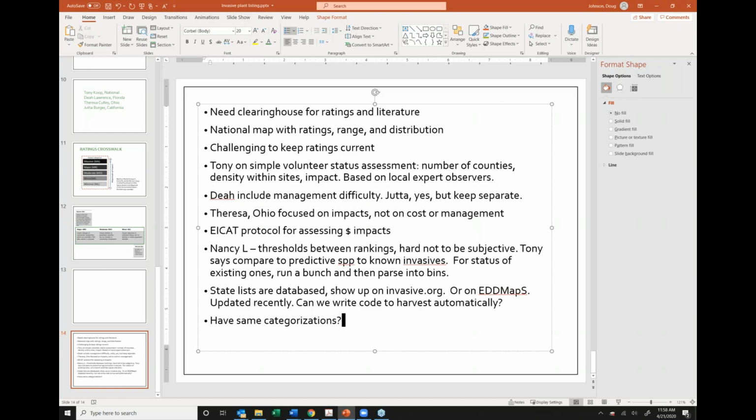So one of the things that I think you really need to take into account is a lot of these lists are in state law, and you're not going to be able to change the law to change those categories.